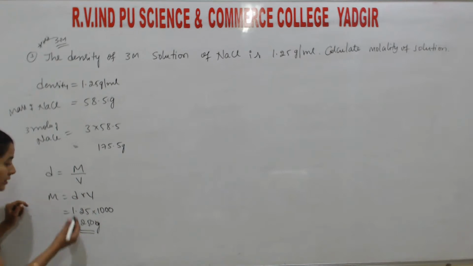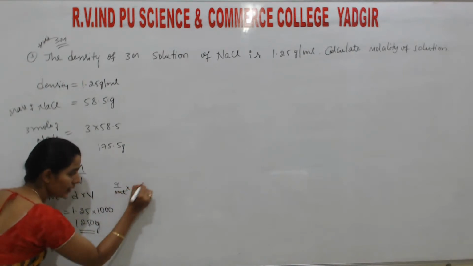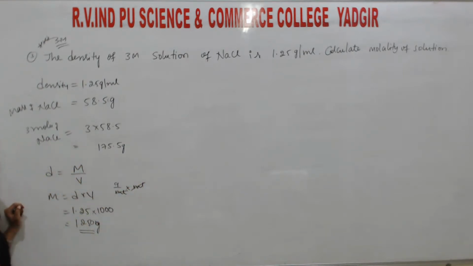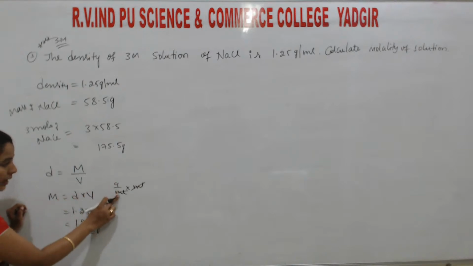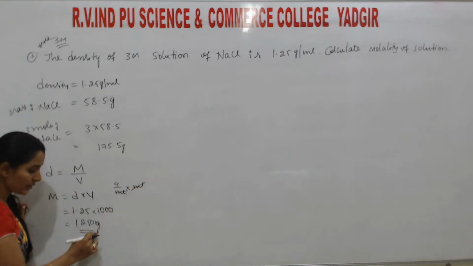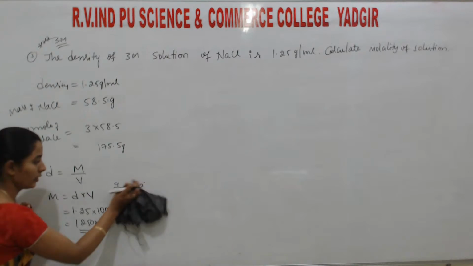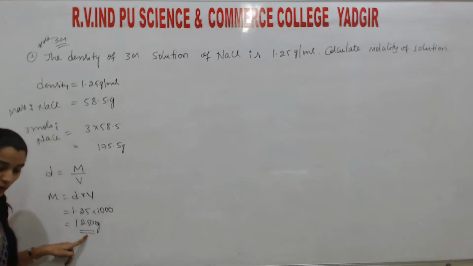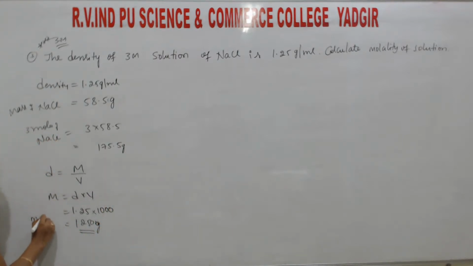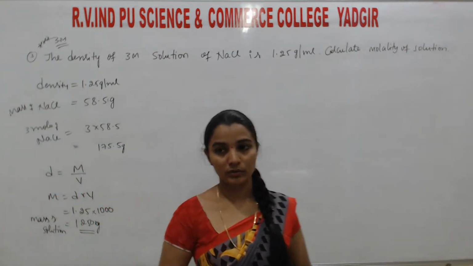Understand? How? Listen, the density means gram by ml into volume means ml. These get cancelled. We got only gram. Density means gram by ml. We have here. Volume means ml. These two get cancelled. Finally, we will get gram. Understood? Okay. So this is we converted. This is what mass of solution. Mass of solution means it consists of both solvent as well as solute.